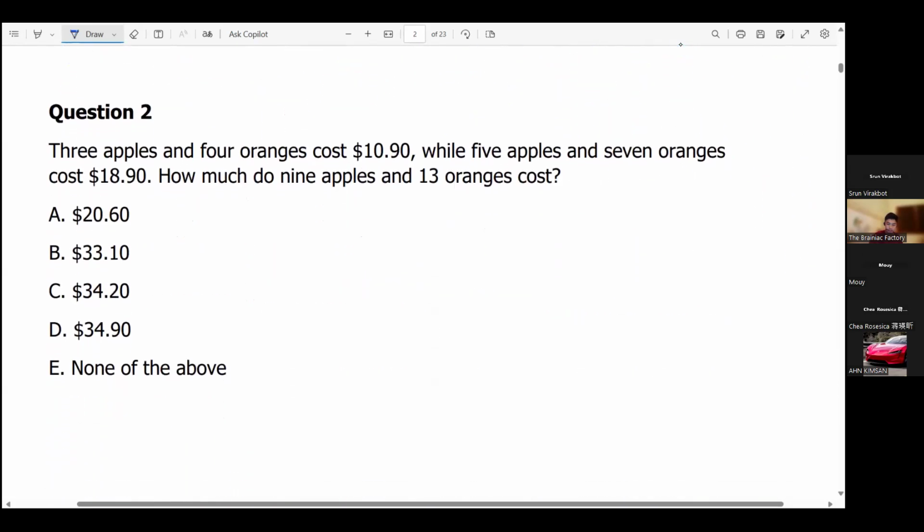Okay, for the second question, I'll give everyone a minute and a half to do it. So good luck and answer the poll if you got the answer.